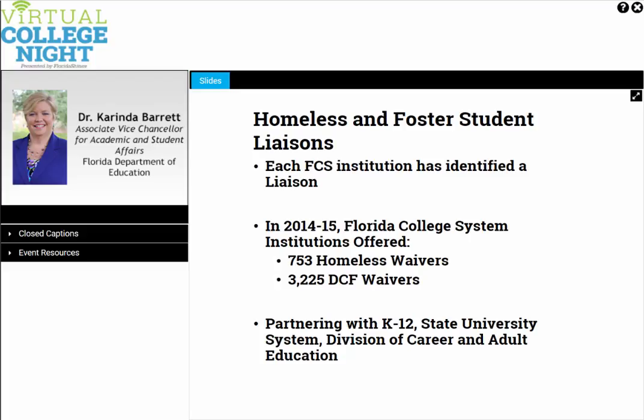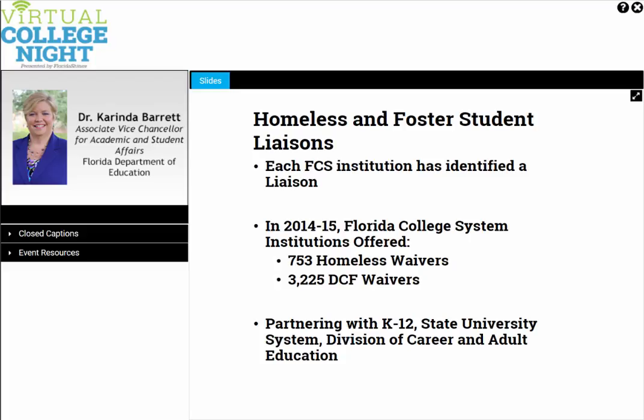Recently, one of our focus has been on homeless and foster students. We have identified liaisons at each college who are specifically focused on supporting our homeless and foster students. And that's not that they're homeless and foster, but it's the two separate areas. So students who are homeless in the high schools, we definitely want to help them make that transition. And then also a student who has been involved in the foster care system and with DCF, we do want to help them too. We're in the process of developing a website with more resources, including contact information for these liaisons.